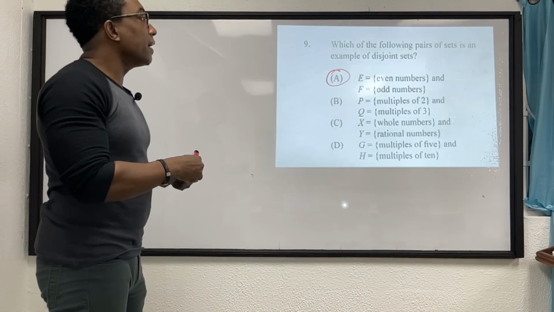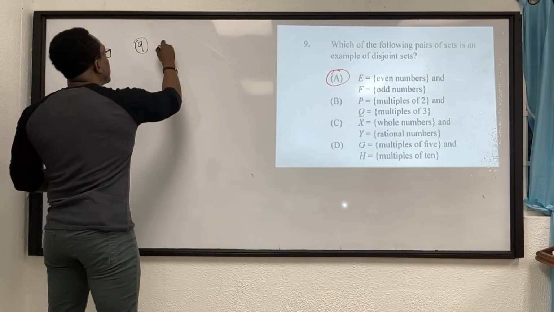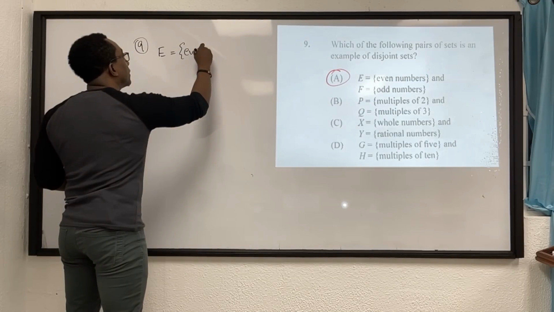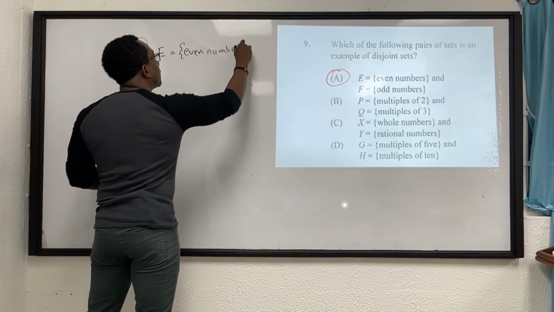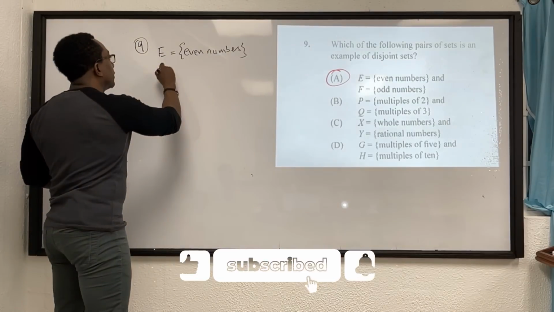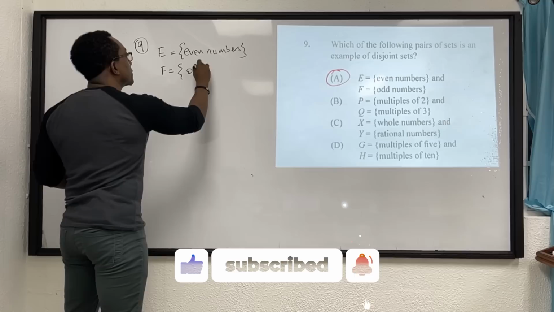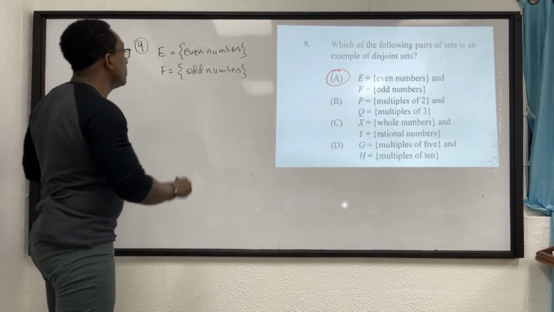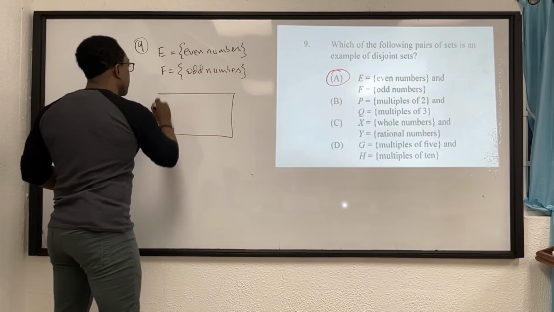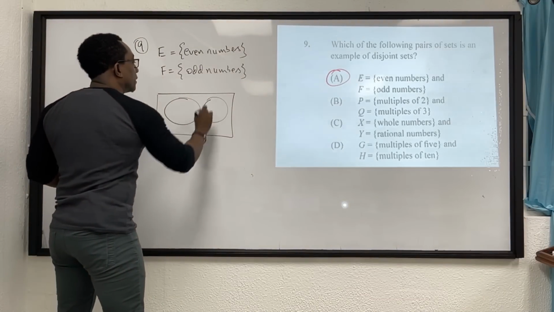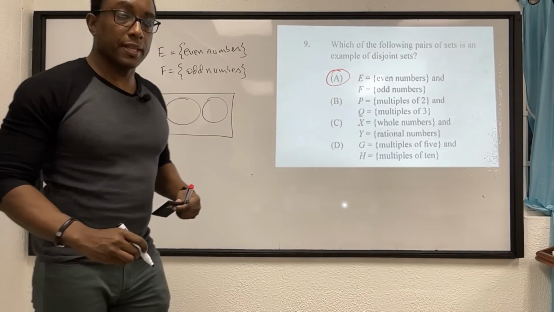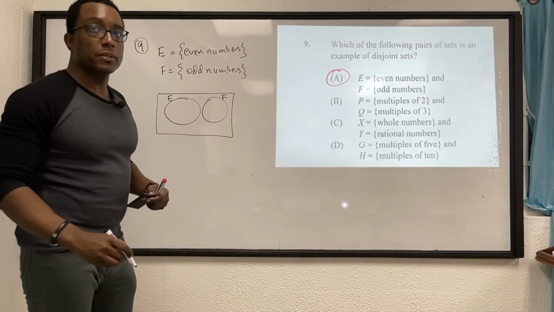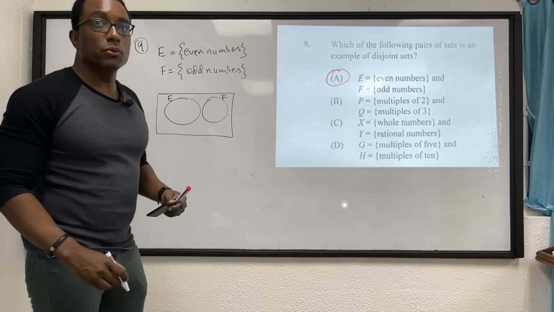Because we have two sets. We have E, which represents even numbers, and we have F, which represents odd numbers. Of course, disjoint sets are two sets that have nothing in common. So we have E, we have F, no elements common to both, so the intersection of those two sets is empty.